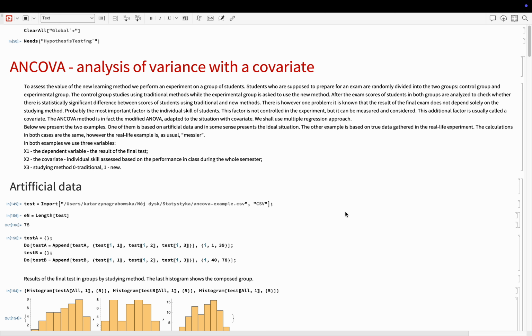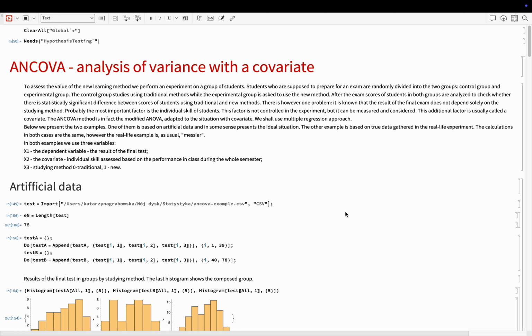We discuss another element of the general linear model. It is called ANCOVA. ANCOVA stands for analysis of covariance. However, the key word here is not covariance but covariate.